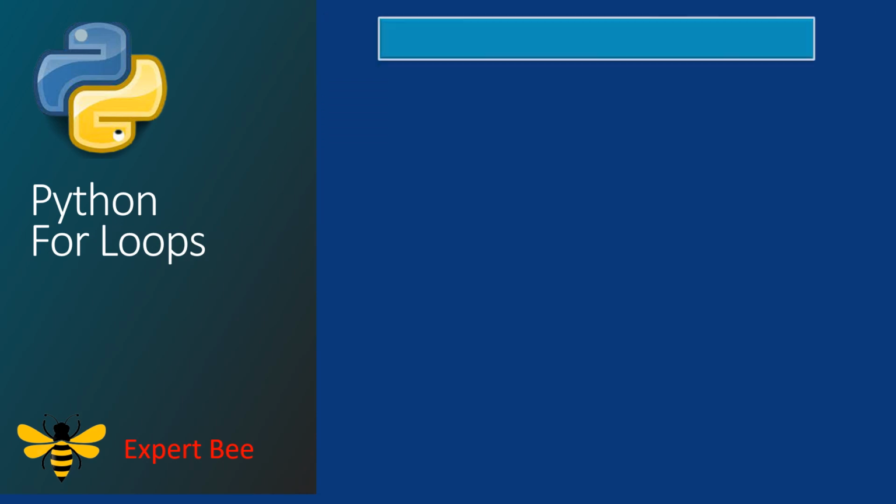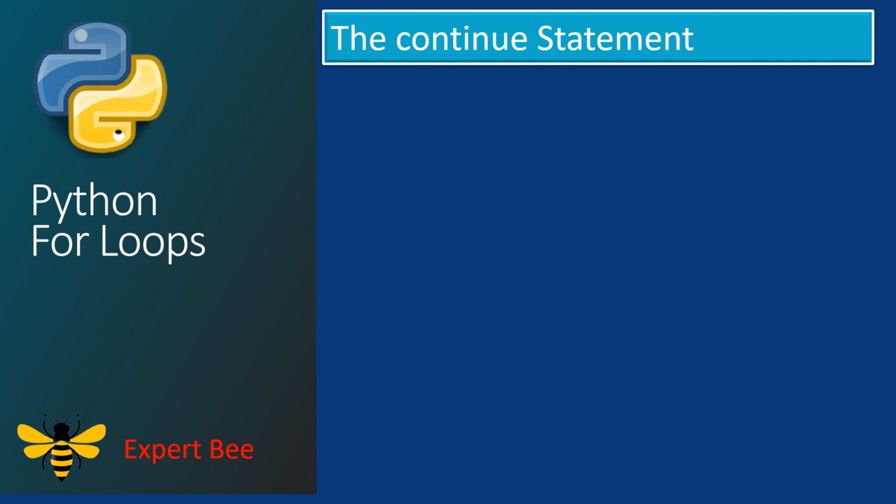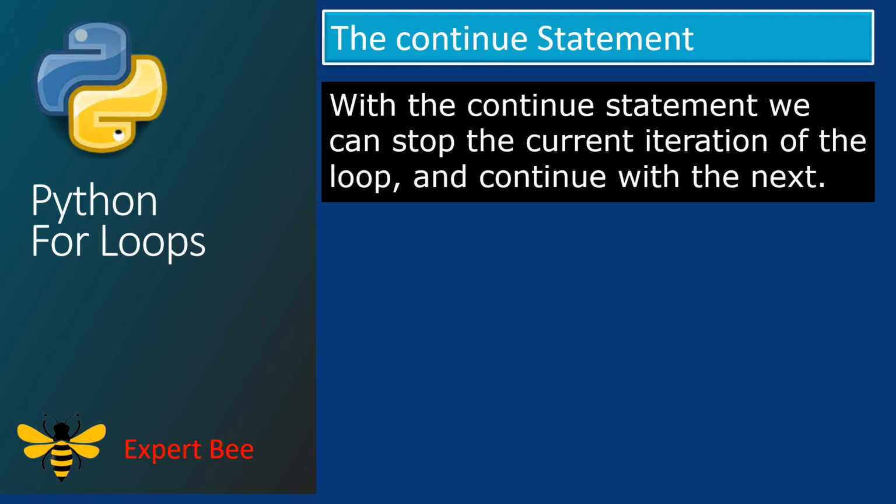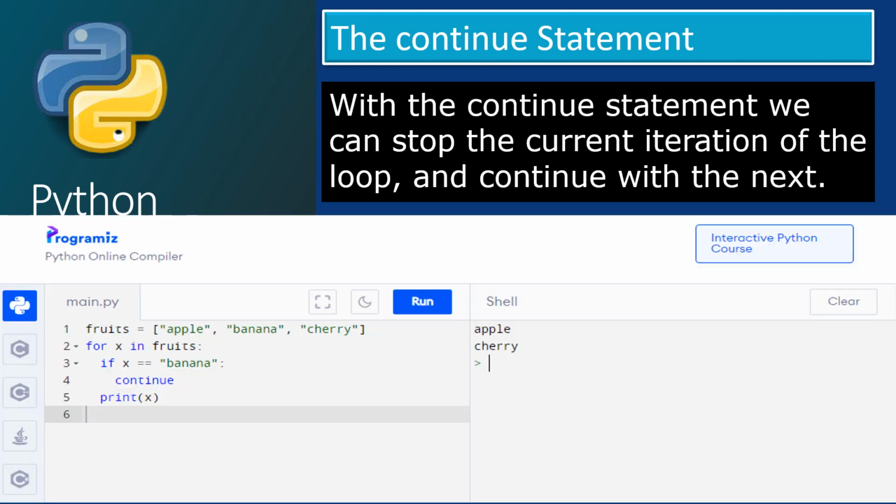Now we will use the for loop with the continue statement. With the continue statement, we can stop the current iteration of the loop and continue with the next. We'll use the online compiler to print all the fruit names except banana. For this, we create a fruit list and type fruits = [apple, banana, cherry]. For x in fruits: if x == "banana": press enter. Continue. Press enter and indent it with the for loop to type print(x).